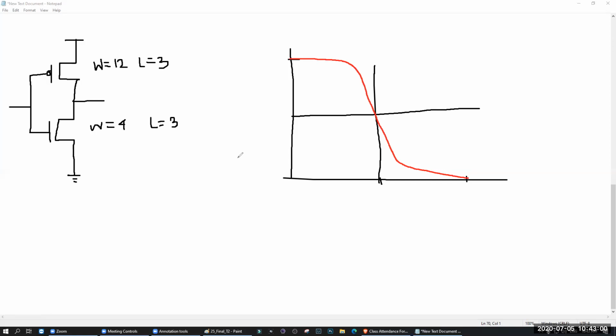Can you hear me? Yes, sir. Okay. Since we have calculated the W and L and we have adjusted those, that's why our graph goes exactly through the middle point. That means 2.5, right? That was what we wanted. Why did we want that? Because that maximizes the noise margin. Here, the noise margin is 2.5 volt. And on the high side, your noise margin is 2.5 volt. So this is called noise margin.